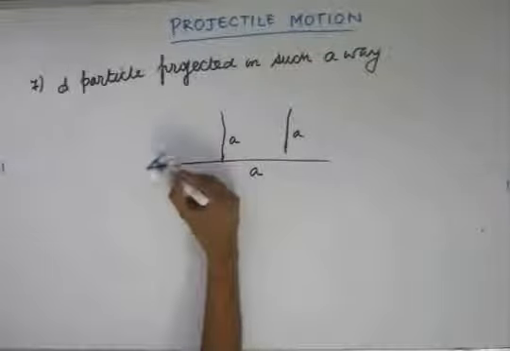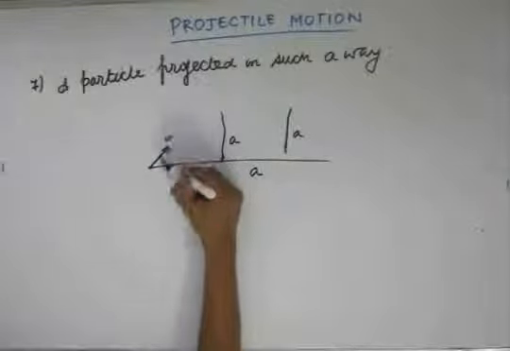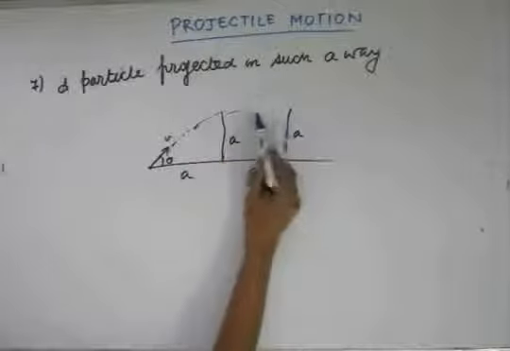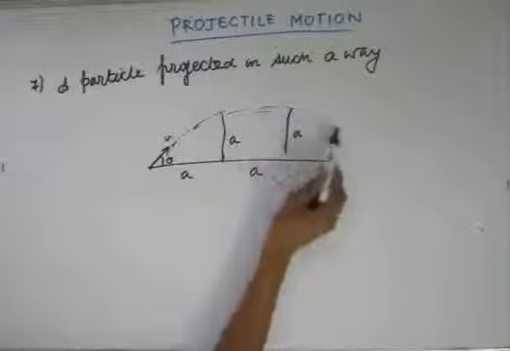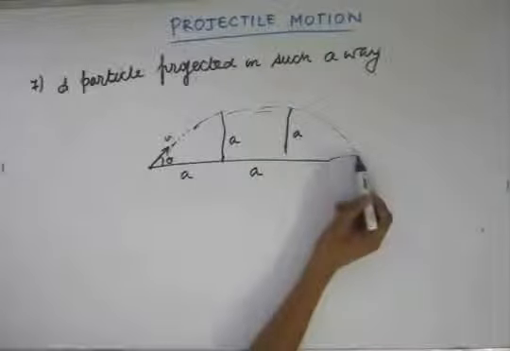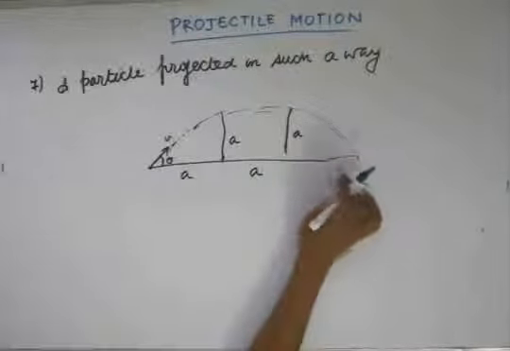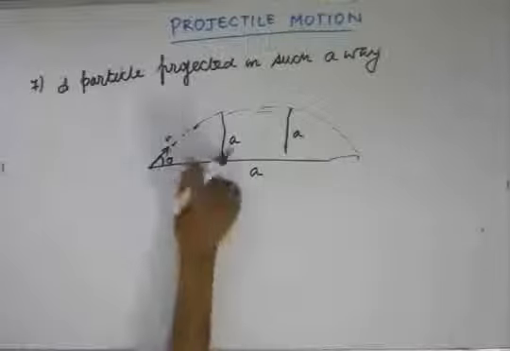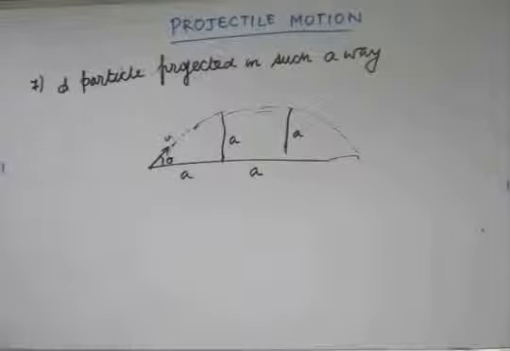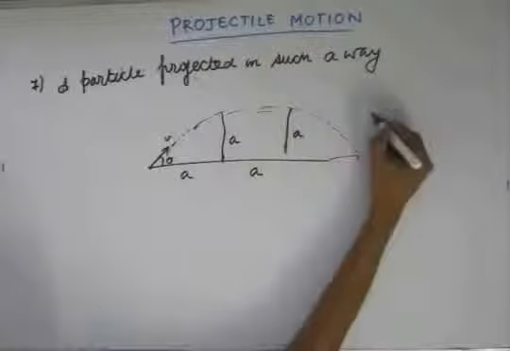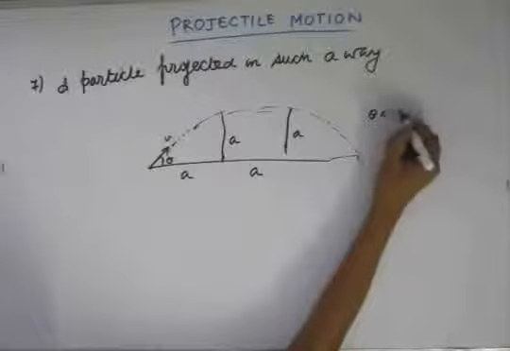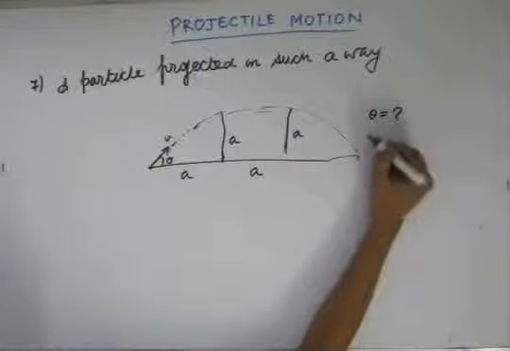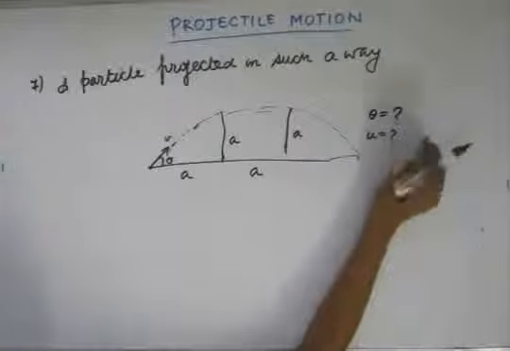So the particle is projected from here with a velocity u and angle theta, and the particle just touches these two walls and reaches at this point, right? So we are asked to find the initial velocity with which the particle is projected. Remember that theta and u are unknown in this case, so the first part is to find the angle theta at which the particle is projected, and the second part is to find the initial velocity at which the particle is projected.